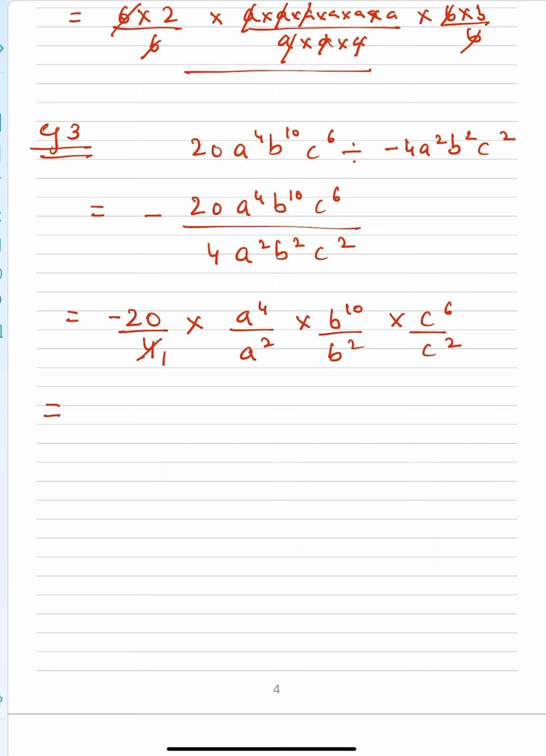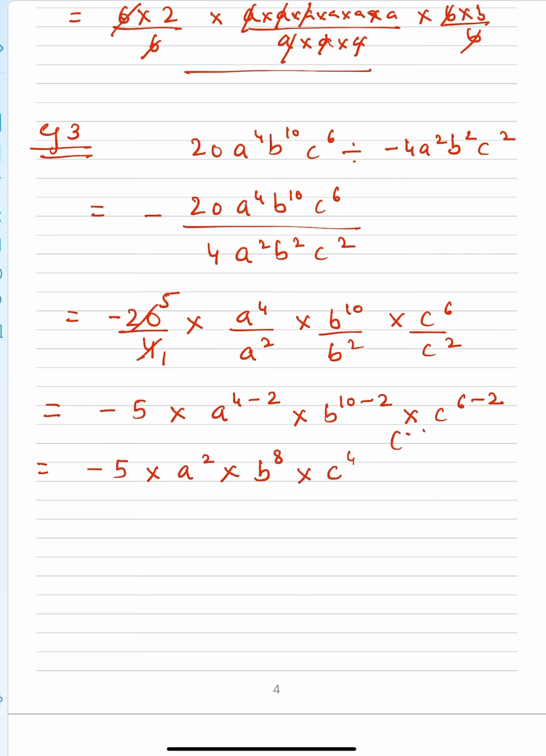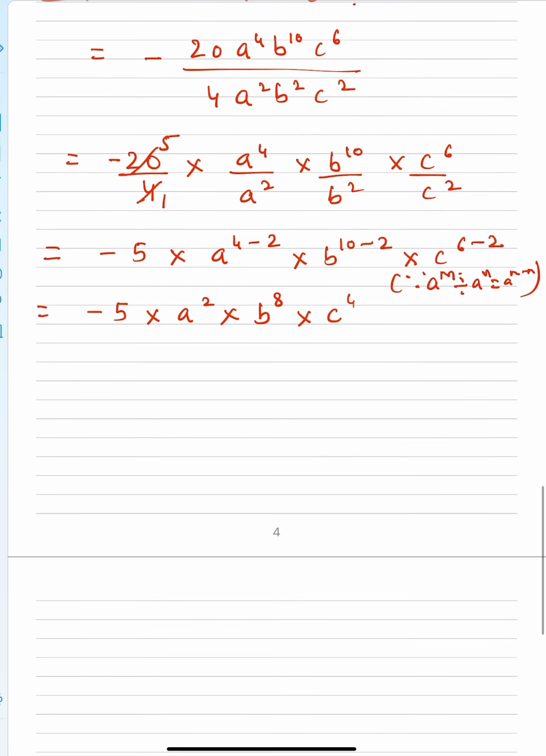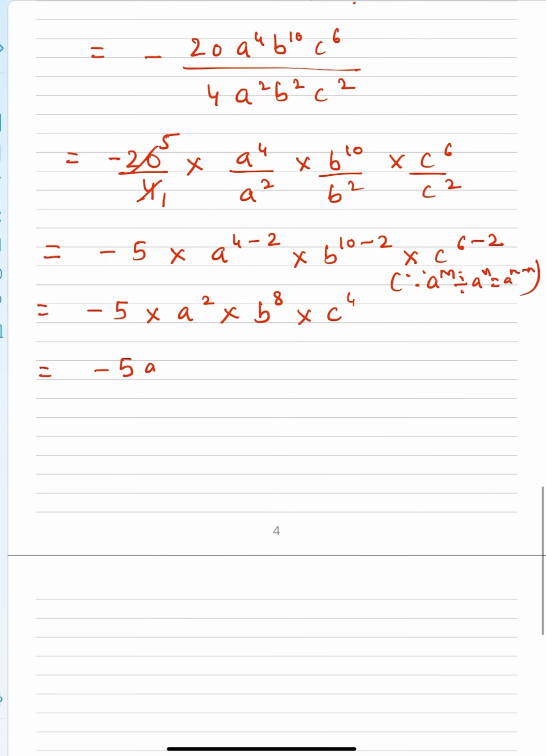This is nothing but 4 ones are 4 and 4 fives are 20. So this is minus 5 into a raised to 4 minus 2 into b raised to 10 minus 2 into c raised to 6 minus 2. This is nothing but minus 5 into a square into b raised to 8 into c raised to 4. Here you can say because of the law of indices, you can write the reason. So our answer is minus 5a square b raised to 8 c raised to 4. So this way we divide a monomial by a monomial.